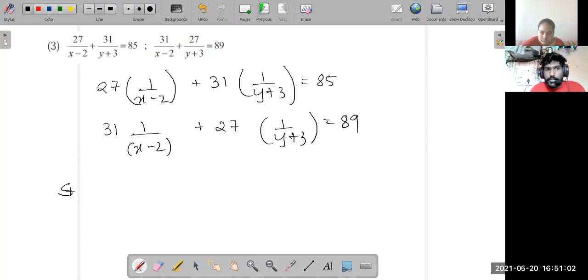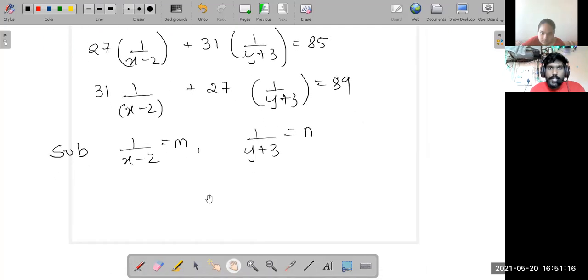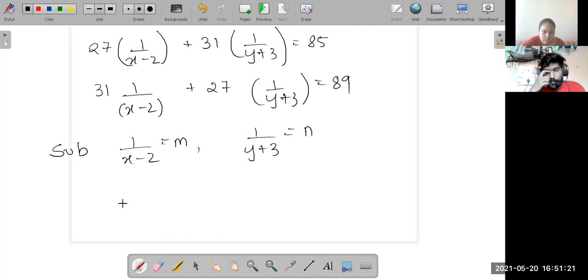Now we'll do the substitution. You substitute 1 upon x minus 2 as m, and you substitute 1 upon y plus 3 as n. Now can you tell me what will be the new equations after the substitution? 27m plus 31n is equal to 85, and 31m plus 27n is equal to 89.